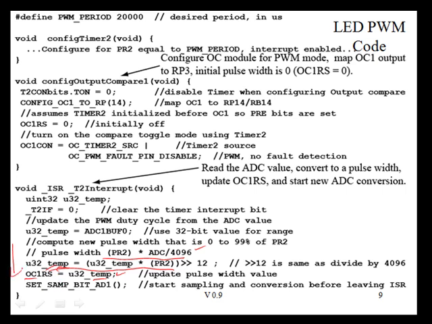Before we leave, we have to do something very important. We need to make sure that the ADC is converting the next value so that when we come back into this ISR, the ADC has a new value for us. So we'll call this macro right here that's going to start the sampling and conversion before we leave the interrupt subroutine. Once we come back in here, our ADC will have our new value ready to be read.